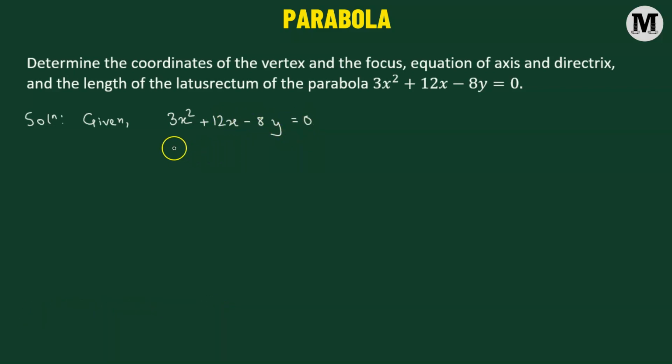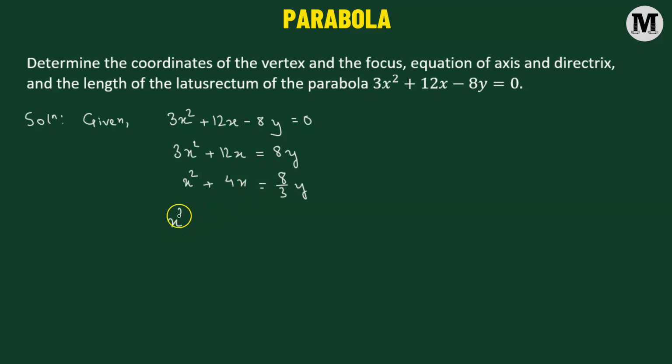So what we'll do, we'll keep the first two terms, 3x squared plus 12x, and then we will transpose the third term to the right hand side to get positive 8y. Now let's divide each term on both sides by 3 to get x squared plus 4x equals 8 over 3 y. Now we'll try to make x squared plus 4x into a perfect square by completing the square.